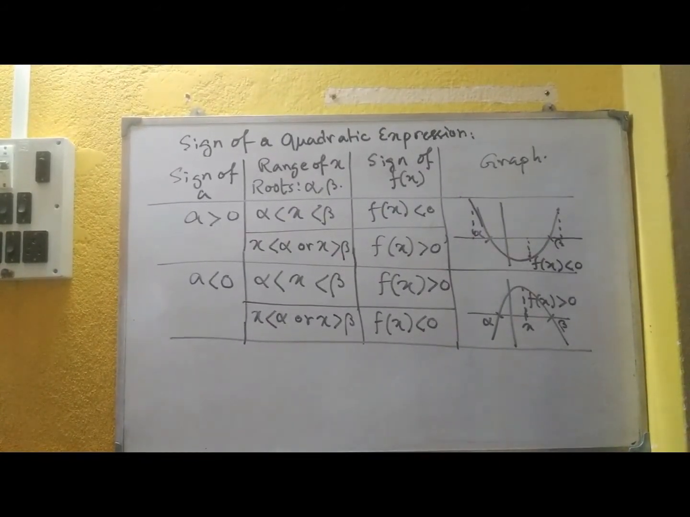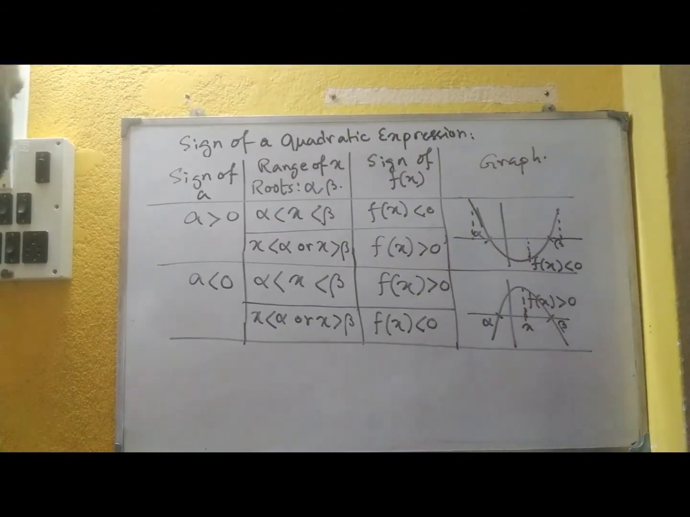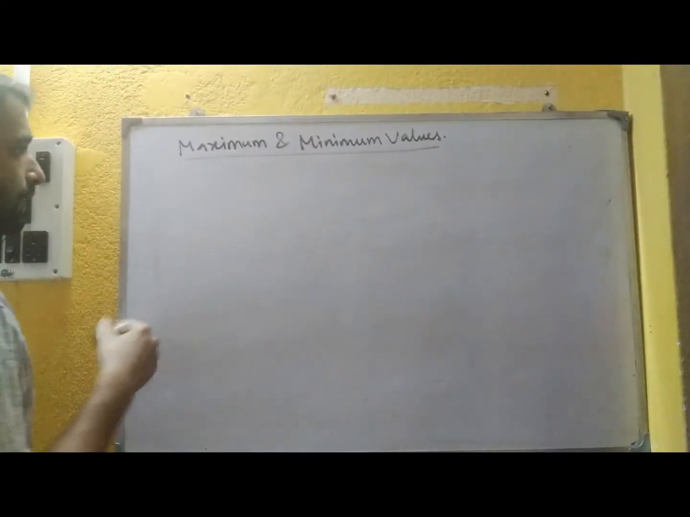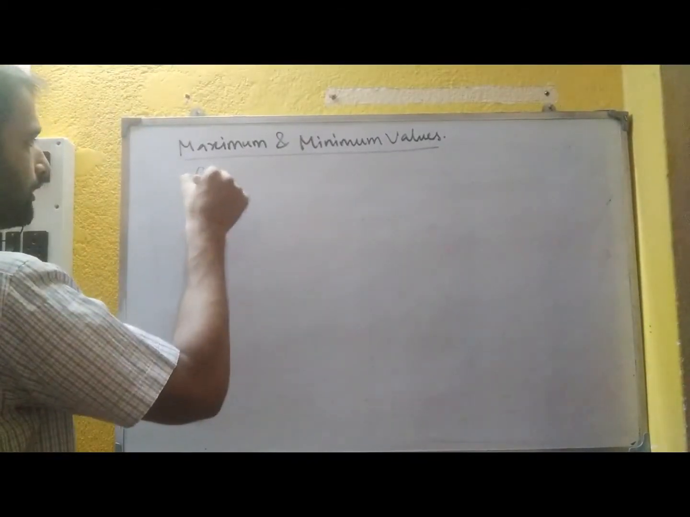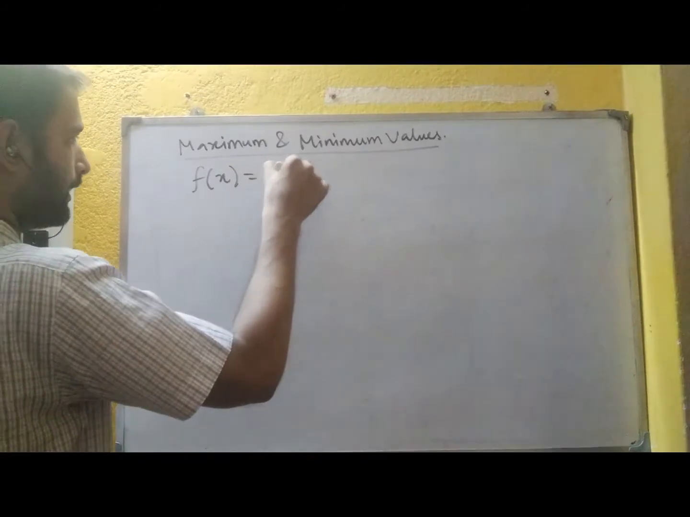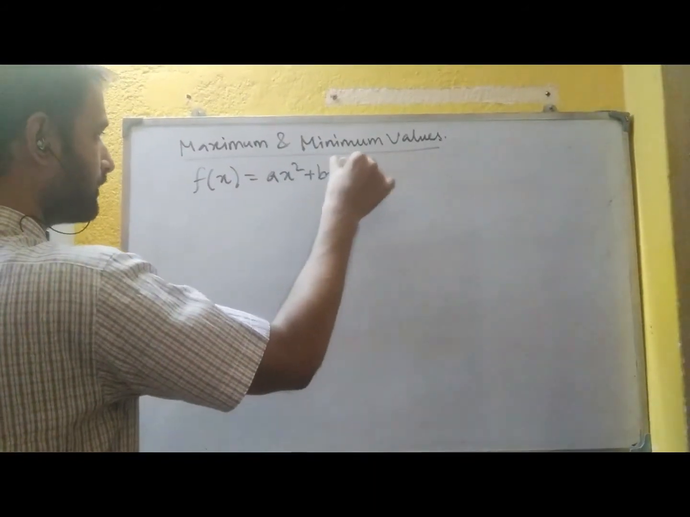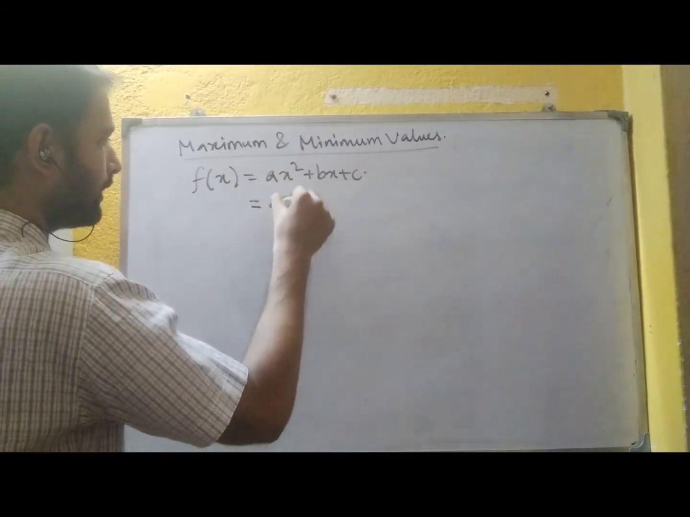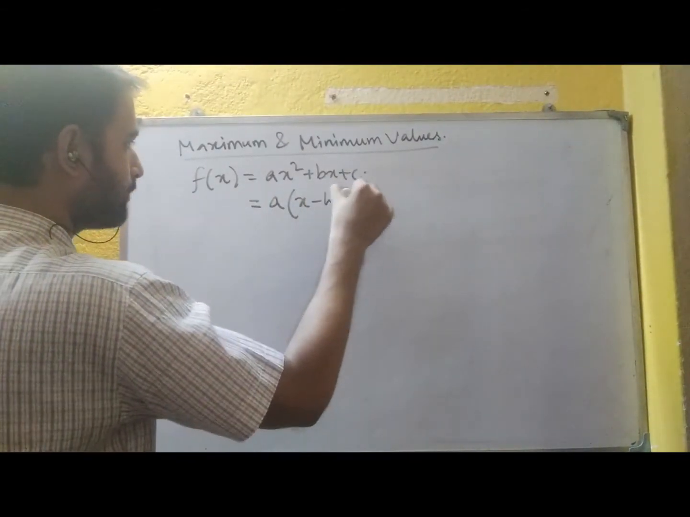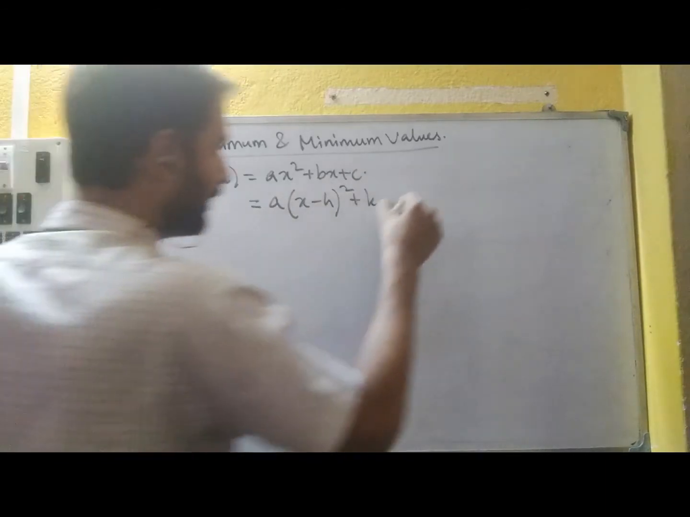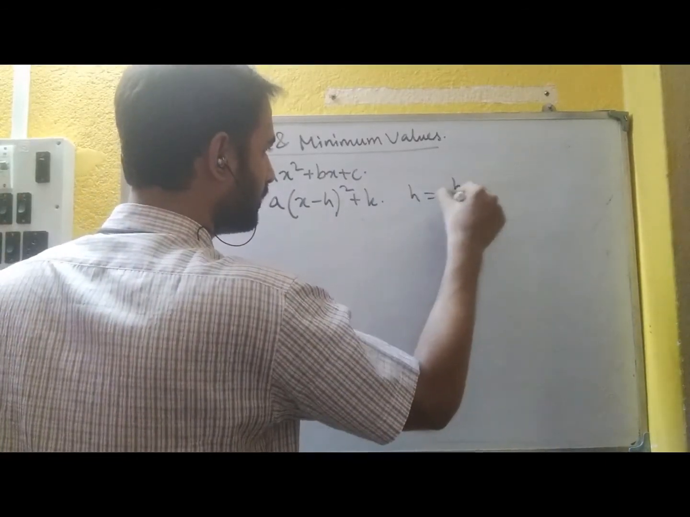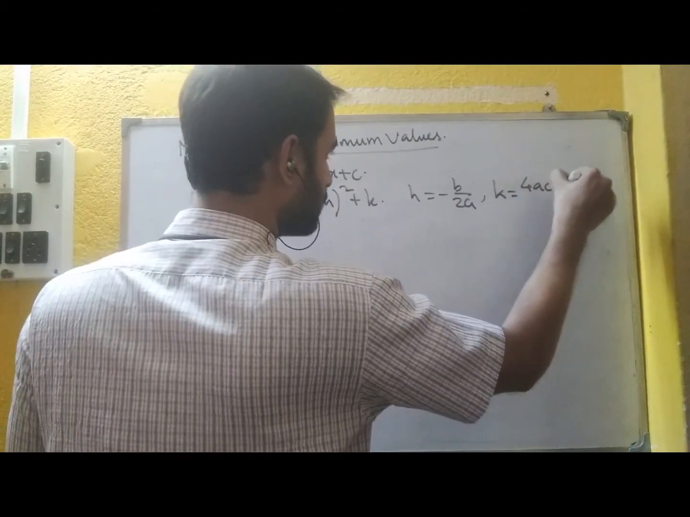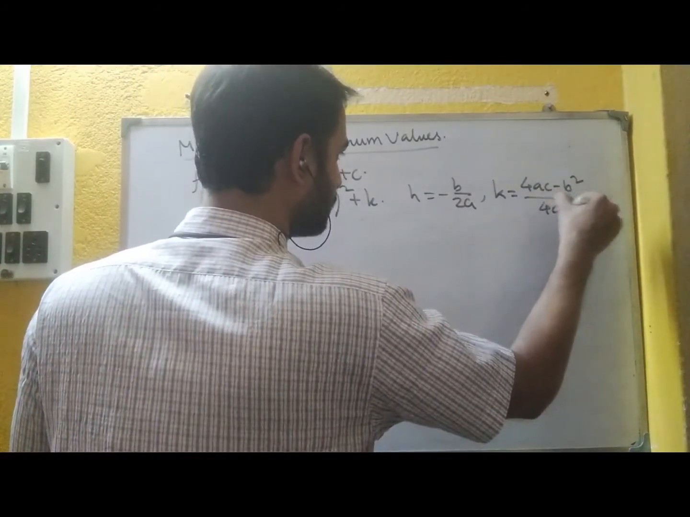And the next thing is the maximum and the minimum values. We have already done that. Let me just mention it once. Suppose we are taking ax square plus bx plus c as the expression, then we have seen that we can write it as (x minus h) whole square plus k, where we are taking h to be minus b by 2a and k to be (4ac minus b square) by 4a.